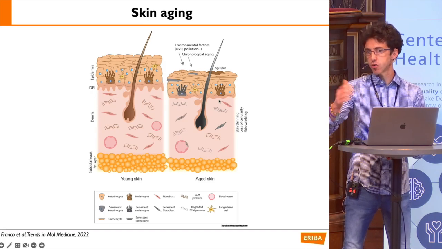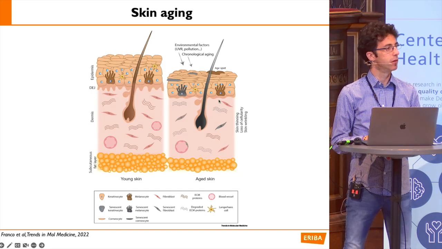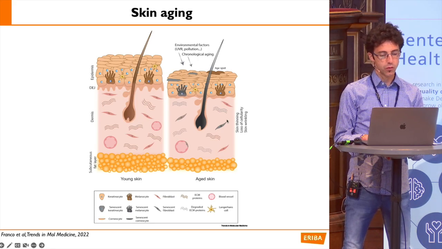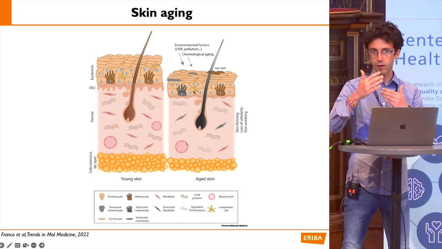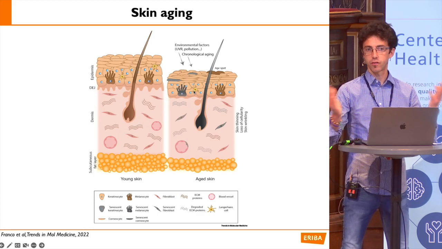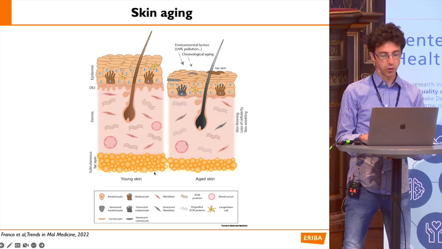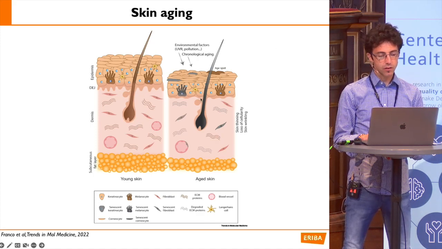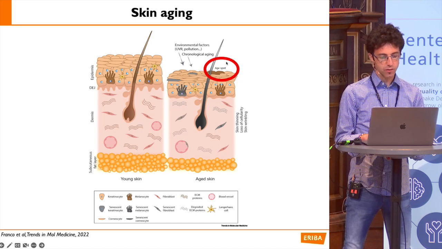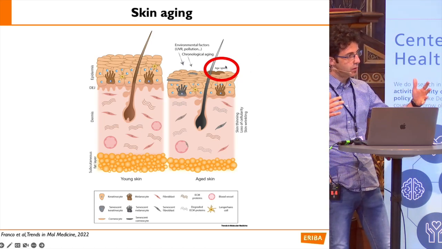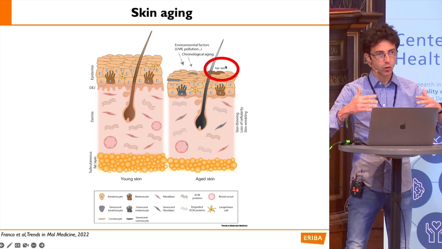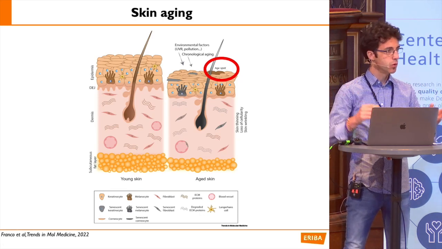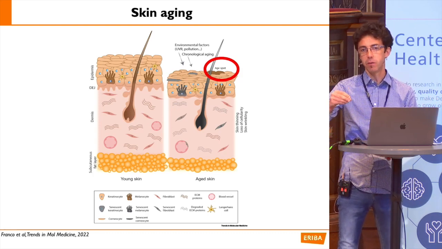And there are several features that have been very well described that happen with skin aging. You see that there is a loss of epidermal thickness, a loss of cellularity, a loss of subcutaneous fat, and wrinkling because you start to lose collagen. And there is another interesting feature, which is that in general, aged skin becomes hypopigmented, so you lose pigmentation. But you increase the number of these age spots, which are essentially hyperpigmented lesions.